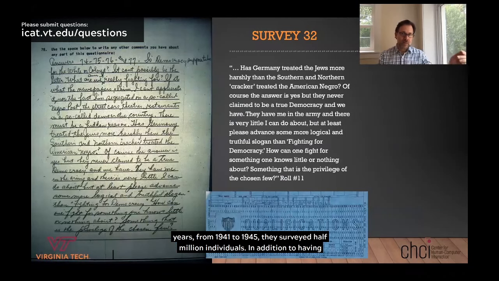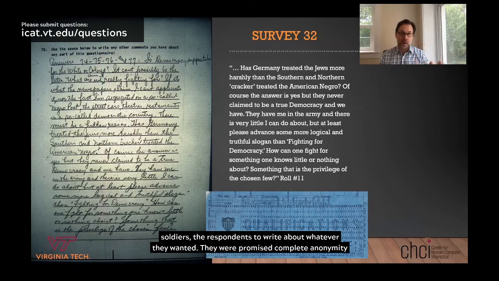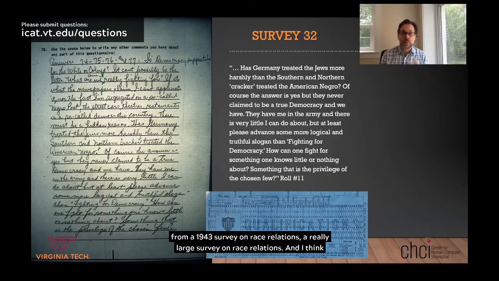In addition to having soldiers fill out a number of multiple choice questions and some short answers, they also provided this prompt at the very end in most of the surveys, and they encouraged the respondents to write about whatever they wanted. They were promised complete anonymity, so there was no fear of retribution. They said, let us know what you really think about your experience and about the U.S. Army. Here's an example from a 1943 survey on race relations, a really large survey, and I think you can tell the race of the respondent when you take a look at this.